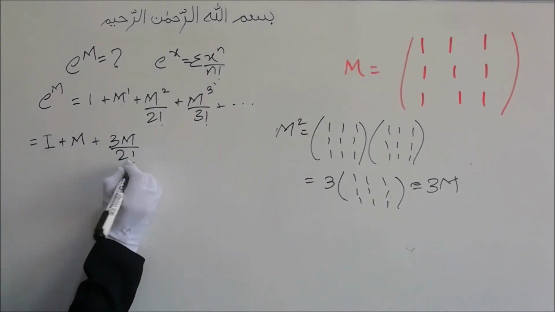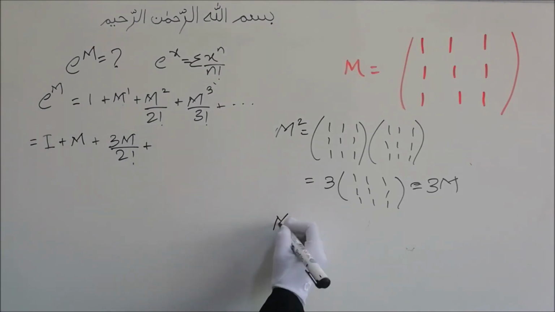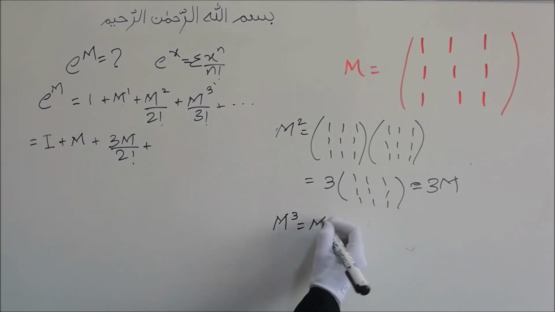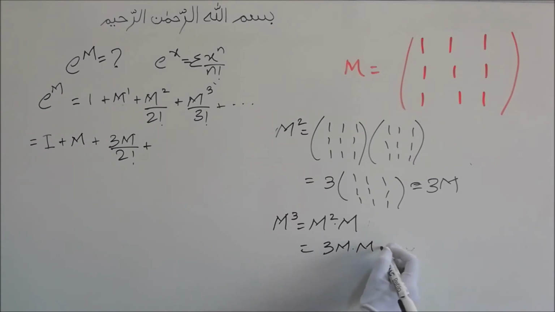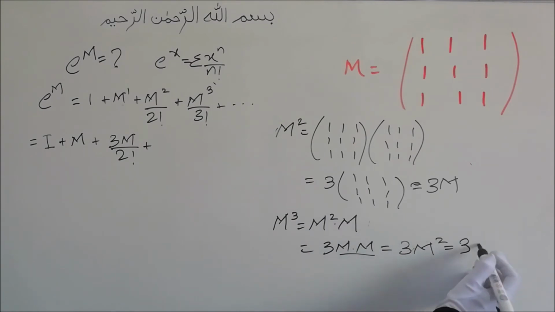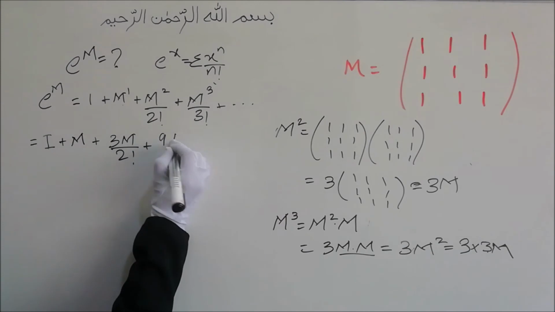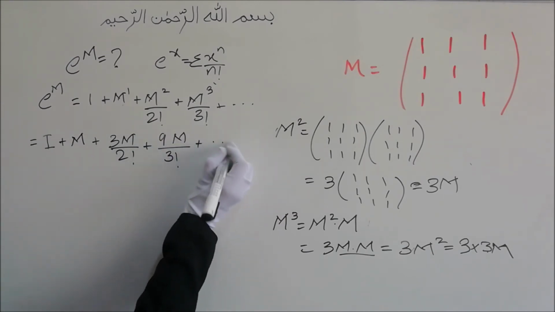3m upon 2 factorial. m cubed I can write as m squared into m. m squared is 3m, so 3m into m, this is again m squared, so this will be 3m squared. Now this m squared is again 3m, so 3 into 3m. This will be what? 9m. So you can write this as 9m upon 3 factorial plus so on.